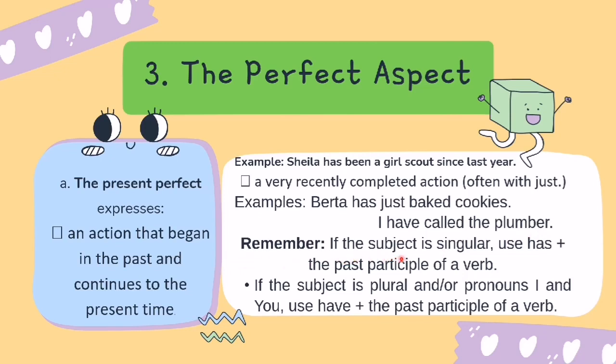Remember, if the subject is singular, use has plus the past participle of a verb. If the subject is plural, or the pronouns I and you, use have plus the past participle of a verb.